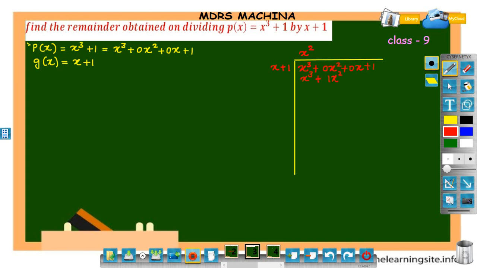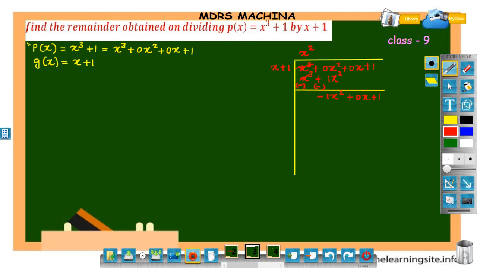After that you have to subtract. While subtracting you have to change the sign. Now change the sign. Plus x cube changes to minus x cube. Plus 1x square changes to minus 1x square. Now x cube minus x cube is 0. Plus 0 minus 1 is minus 1 x square. Write the remaining term as it is. That is 0x plus 1.